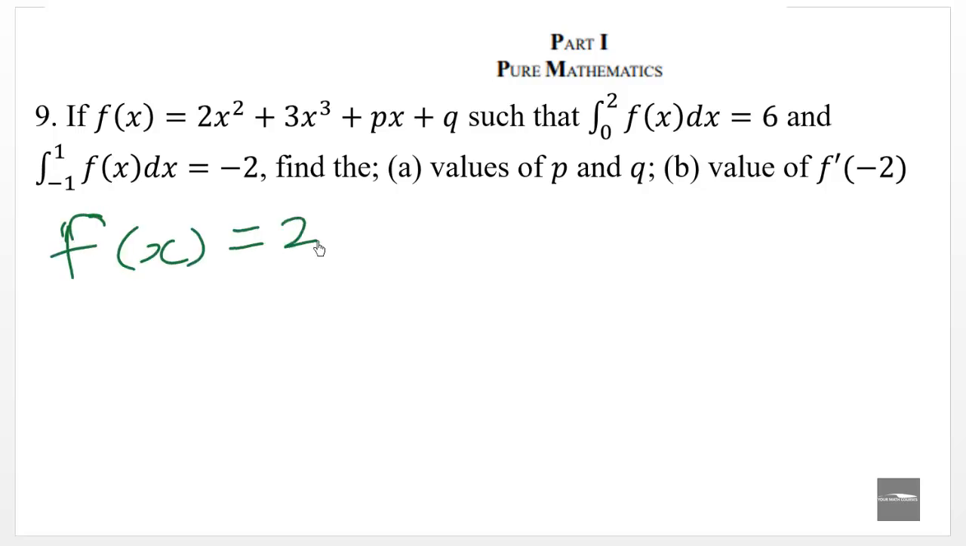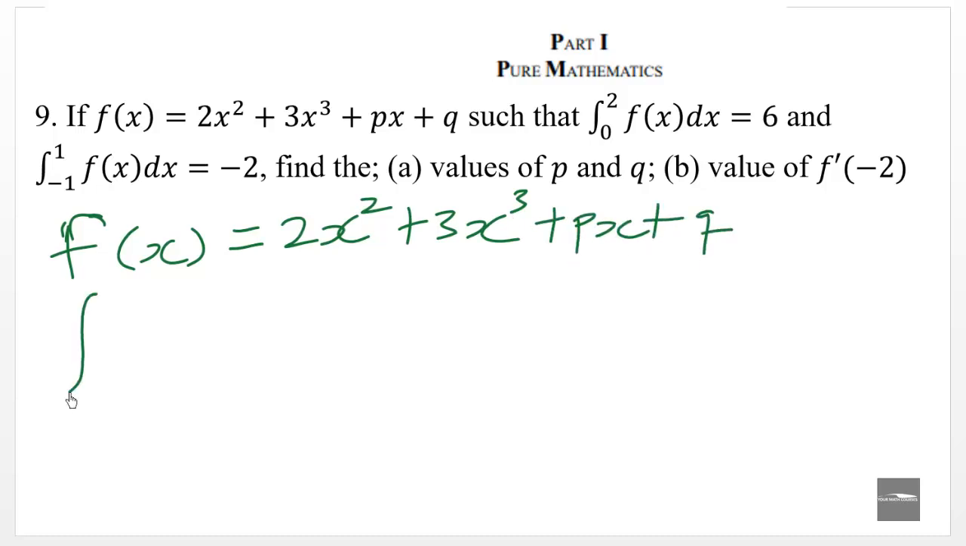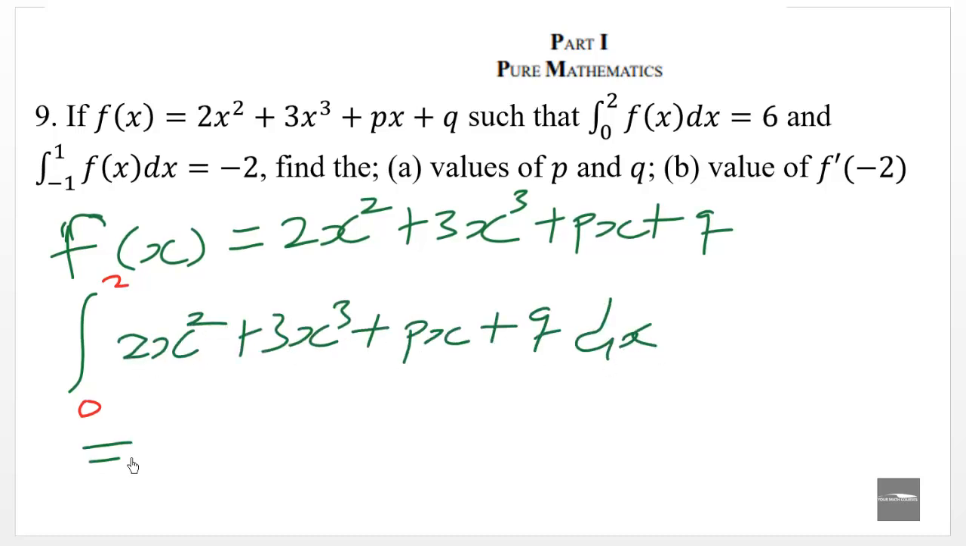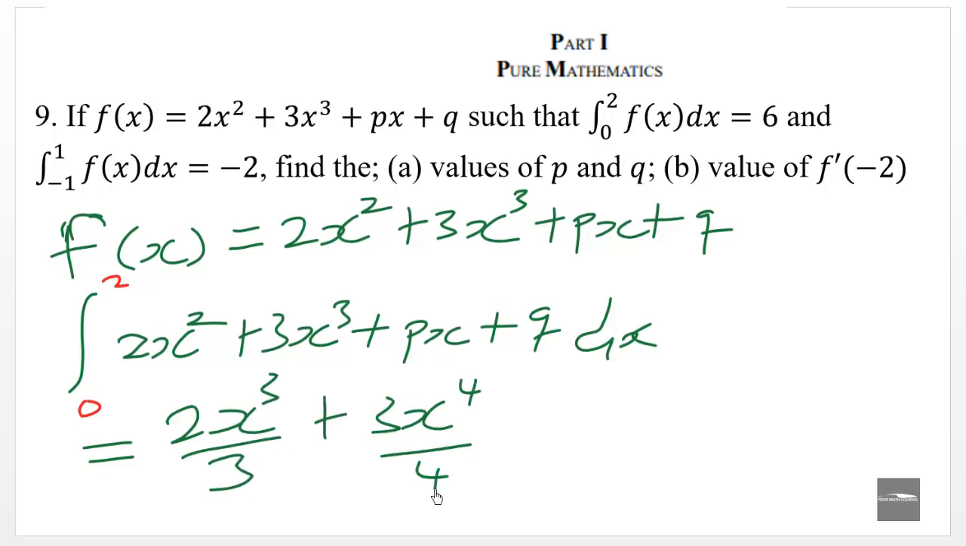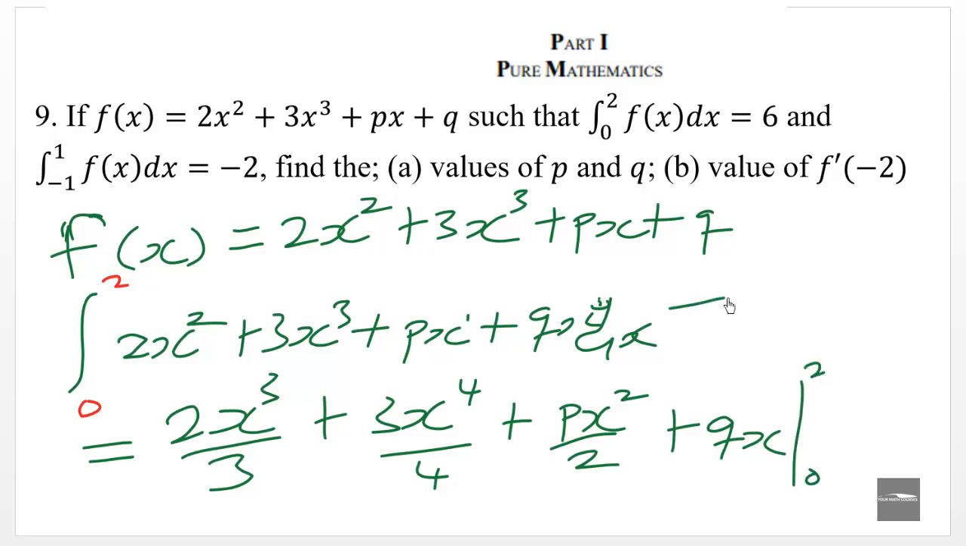So we have the function f of x. We are integrating from 0 to 2 of this function, so we find the integral. When we integrate 2x squared, we get 2x exponent 3 over 3. Then 3x exponent 4 over 4. Then p x squared over 2 plus qx, from 0 to 2. And this is supposed to give us 6.